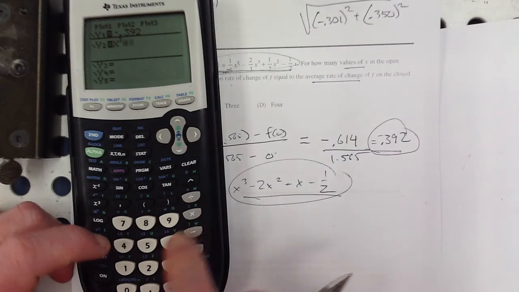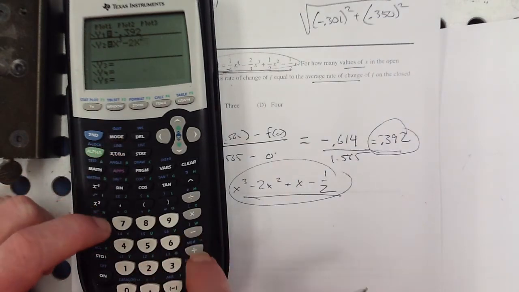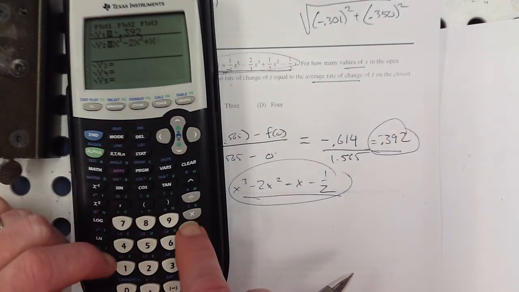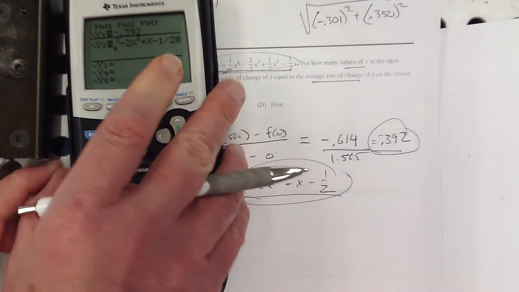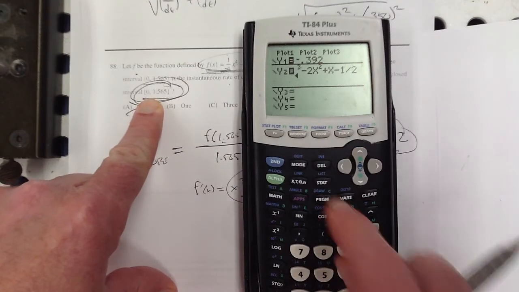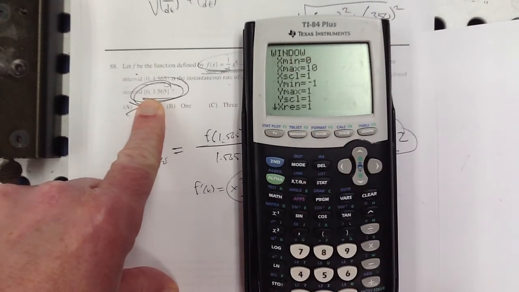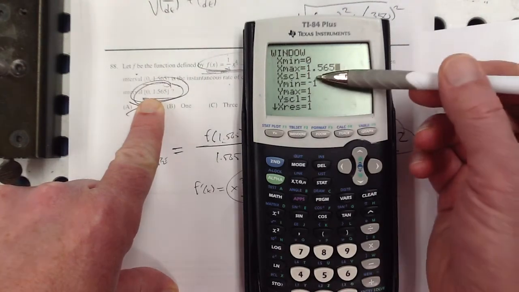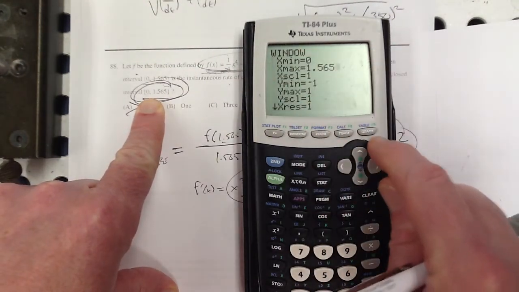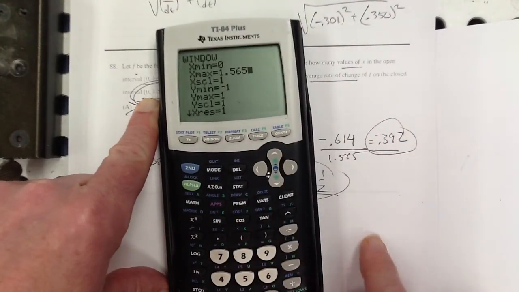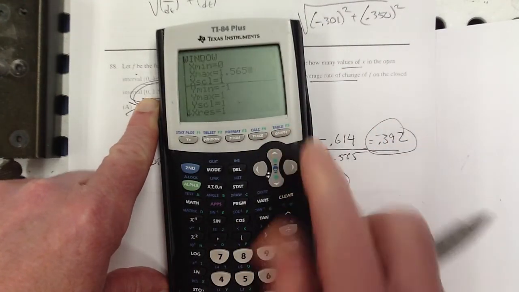X cubed minus 2x squared plus x minus 1/2. All right. I don't want to just graph this on any old interval. I want to graph it on that interval, 0 to 1.565. And that negative 1 to 1, that could work because that does have my horizontal line of negative 0.392 in it. So let's try that.